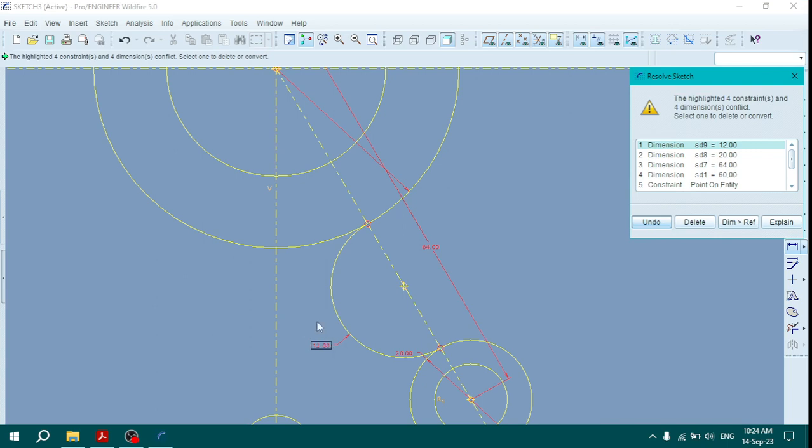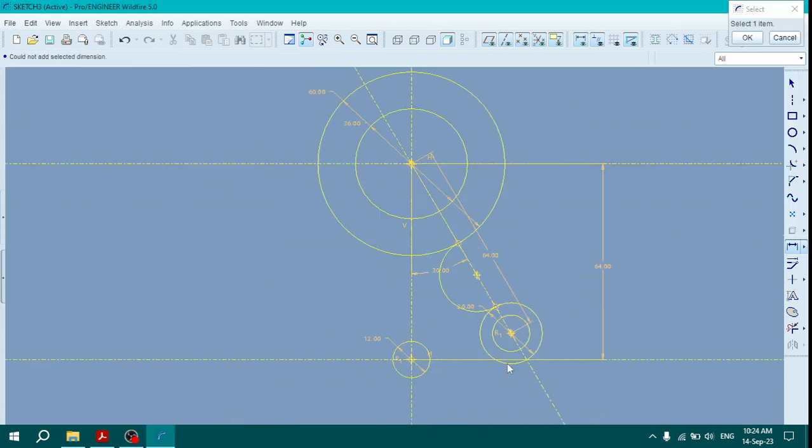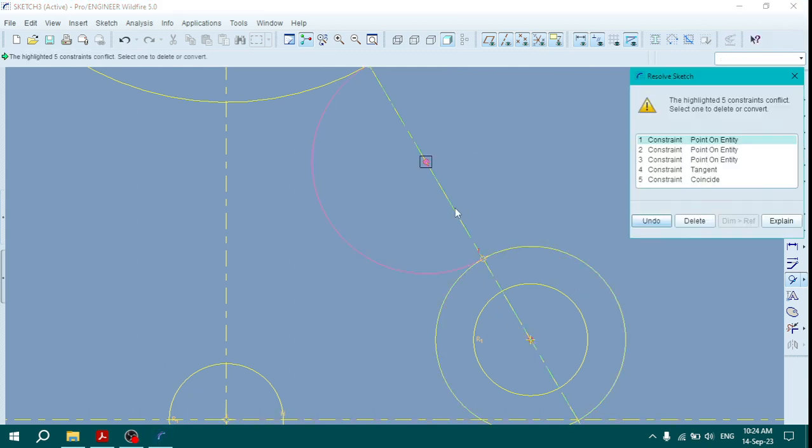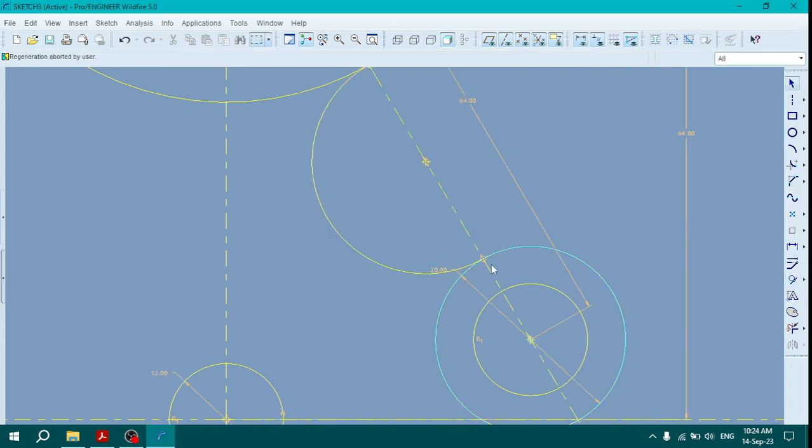It is saying that it is over constrained because we have selected these 2 points in such a way that the distance is 24. That means we don't need to mention the diameter here, but it is 12 here. We don't need to provide the radius again, and it is also tangent at this point, so we don't need to mention that these are tangents. You can see here, because the center point is on this, it would by default be tangent to this, so we don't need to constrain it again.